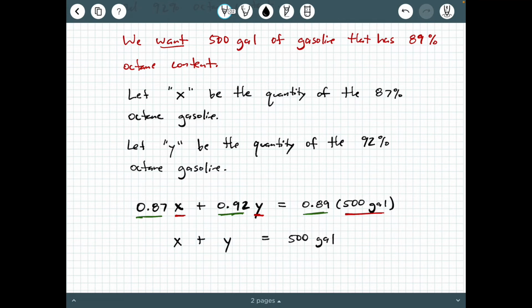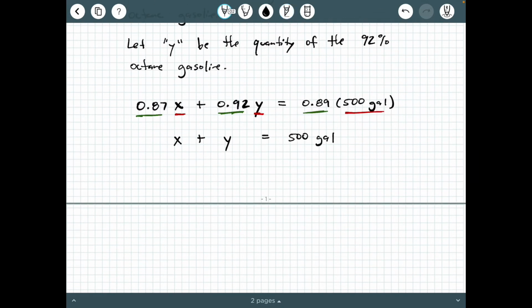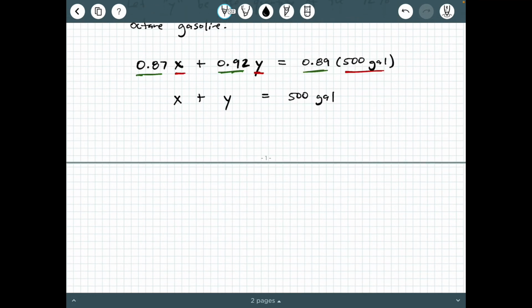Now, why does that make sense? Well, again, you've got two quantities of interest. The quantity of the 87% octane gas and then the quantity of the 92% octane gas, and that's X and Y respectively. And so the total quantity, again, these are gallons, X plus Y should end up being 500 gallons. So here's your system right here, okay? Now, you can solve this system a variety of ways. It's two equations with two variables. I would say probably the most convenient is substitution, but you can use matrices or elimination, whatever you want to use, okay?